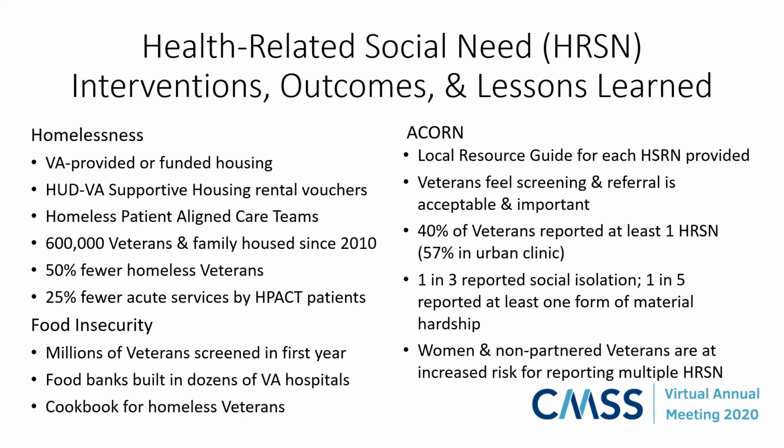So what have we learned about using screening for social determinants of health to improve the well-being of veterans? Screening works and facilitates housing veterans. VA has housed 600,000 veterans and their families since 2010 and reduced the number of homeless veterans by half. Use of our homeless primary care units has been shown to lead to 25% fewer ER visits and admissions. Our broad social determinants of health screening has revealed the high prevalence of social needs, especially social isolation, and among women in our urban clinics.